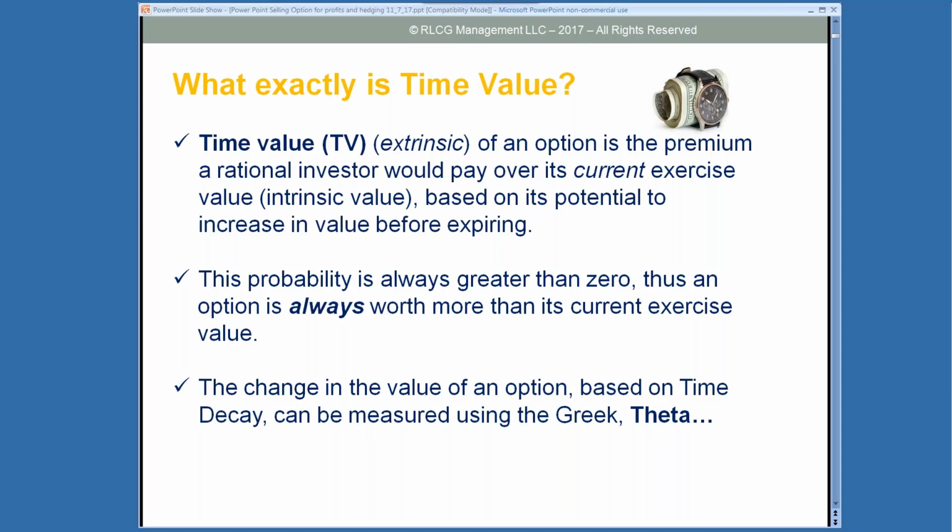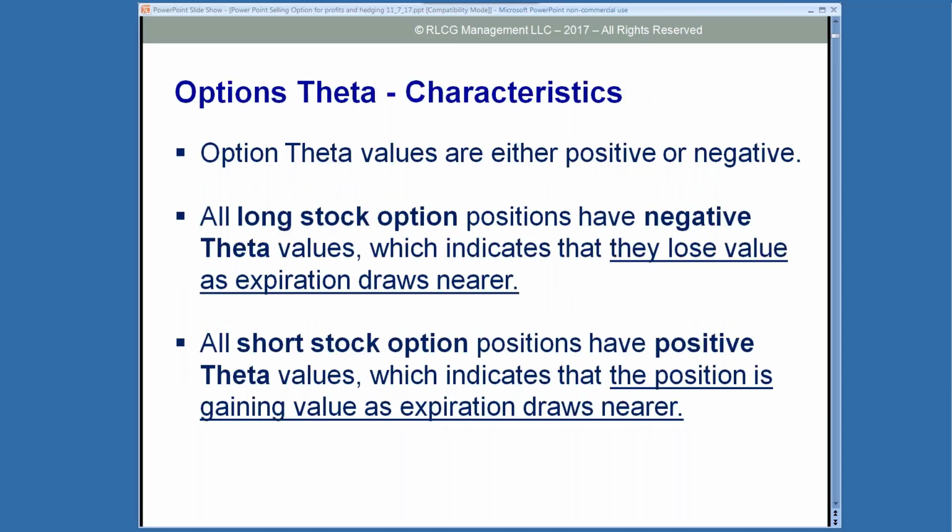And the change in the value of the option based on time decay, we can actually measure using the Greek theta. So that's another great thing with options. We have these theoretical Greeks that we can use to measure certain aspects of price. So what are the characteristics of theta or time decay? When you look at option theta values, they're going to be either a positive value or a negative value. So all long stock options, such as if you're long a call or long a put, will have negative theta values. And that indicates that they're going to lose value each and every day as expiration draws near if the price is not going anywhere.